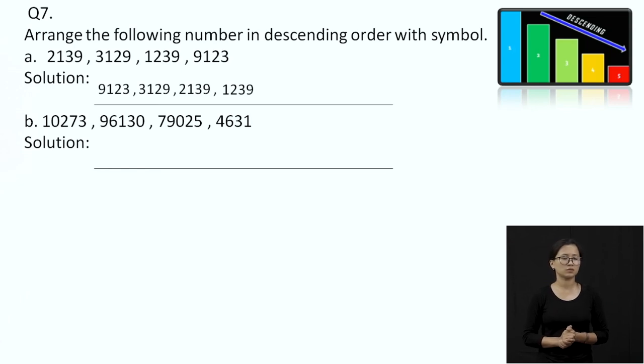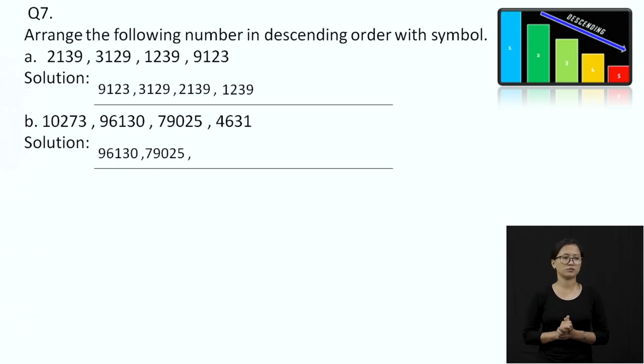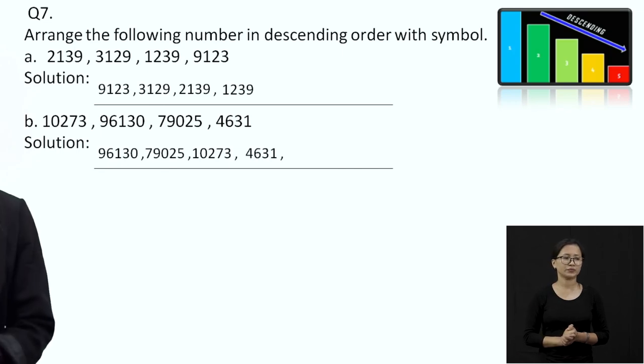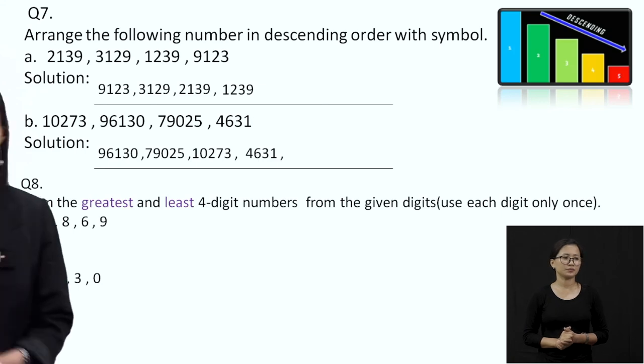Okay, again, the next numbers: 10,273, 96,130, 79,025, 4,631. So we will arrange in descending order. You have 96,130. Next, you have 79,025. Next, you have 10,273. Next, you have 4,631.